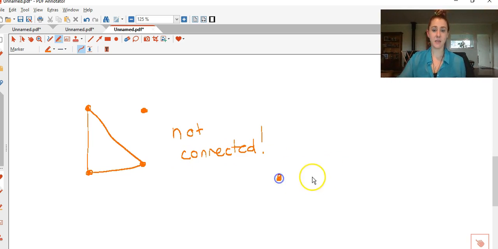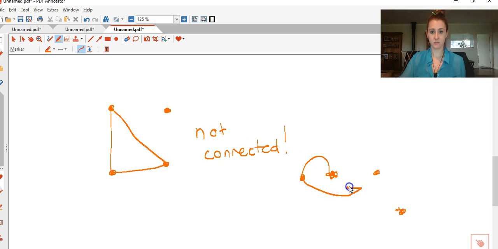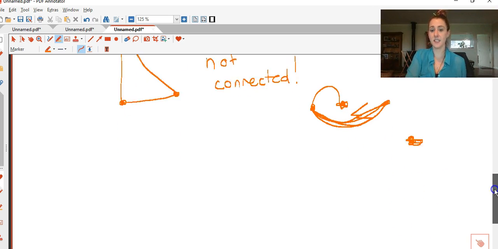Again, another example would be something like this. Something like that, and you've got this isolated vertex out here. Again, not connected, you've got a vertex out on its own that you can't get to.